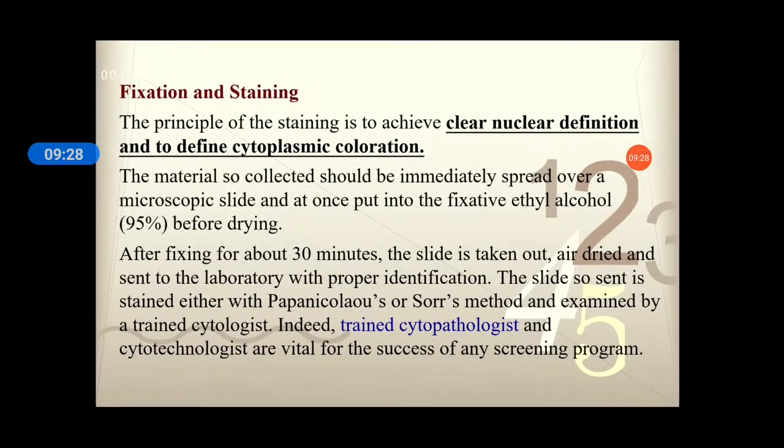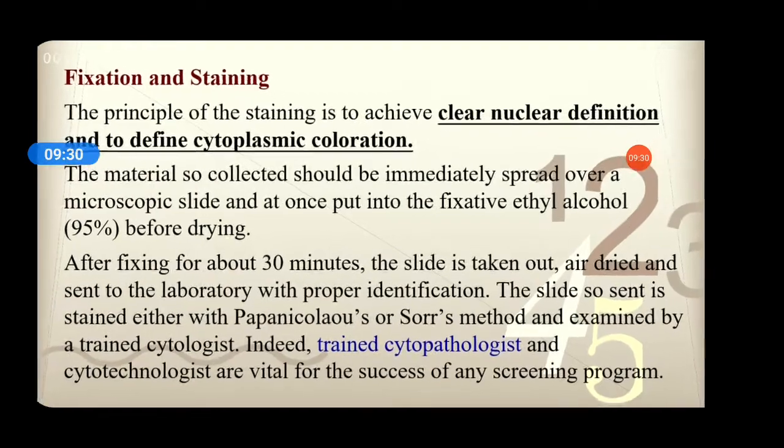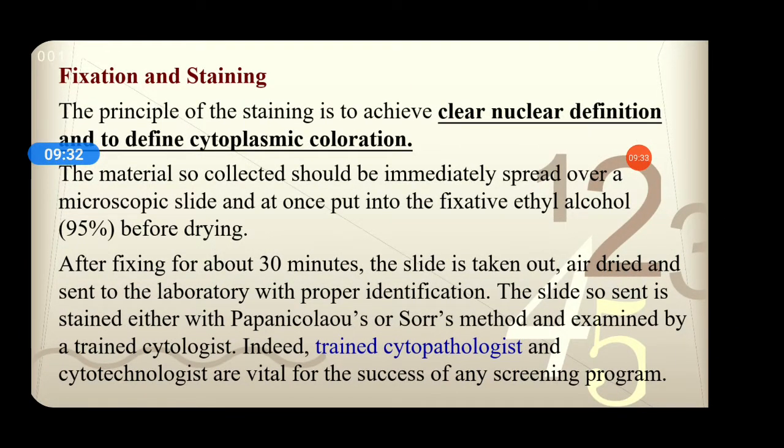The material so collected should be immediately spread over a microscopic slide. So after collection, you have to collect the sample from the three sites.